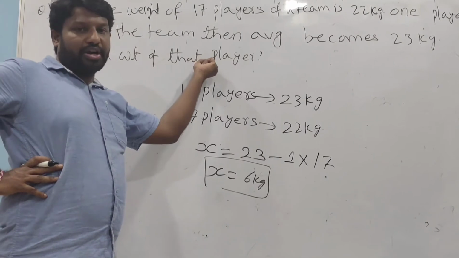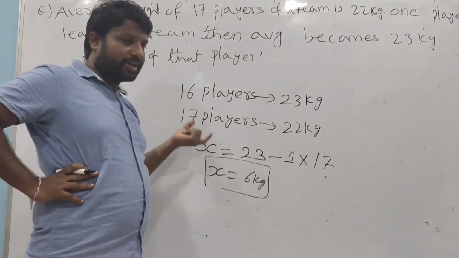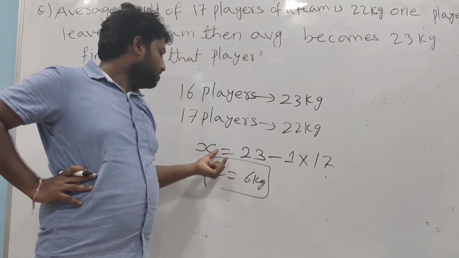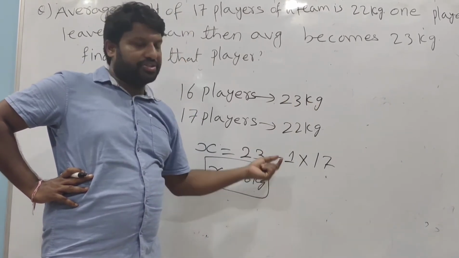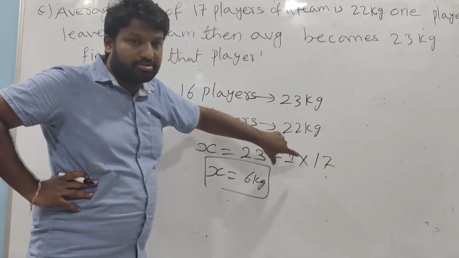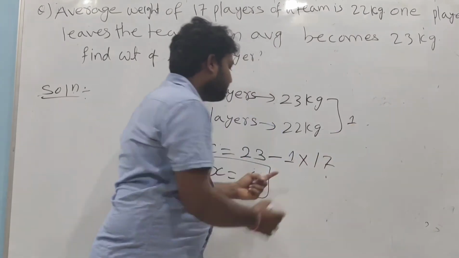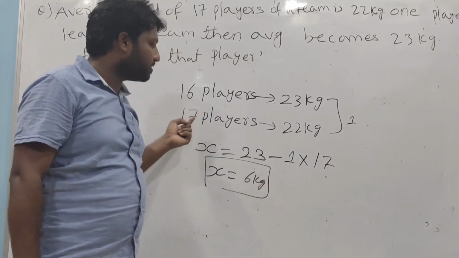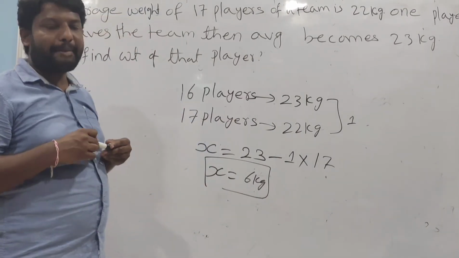Now one player joined the group. So now 17 players are there. The average is 22. So the one player I am taking, that weight as x. x is equal to new innings is equal to old average. Old average is 23 plus or minus change. Initially 23, now 22. So minus, how much is it less? 1. Minus 1 into total innings. Initially 16, now 17. So total innings are 17. So we get the x value as 6 kg. Okay.